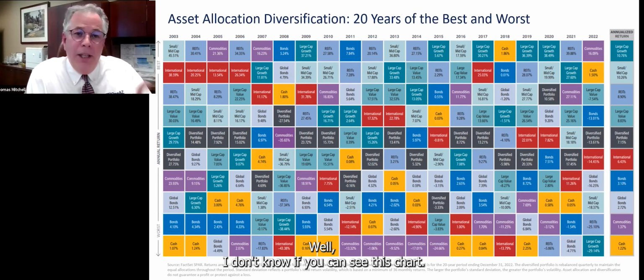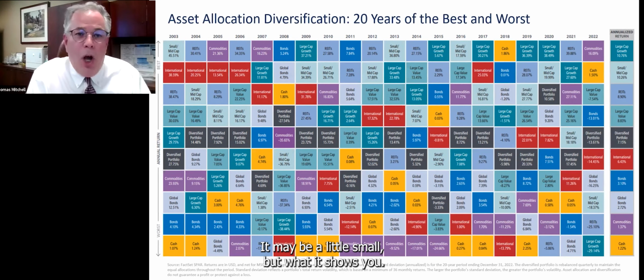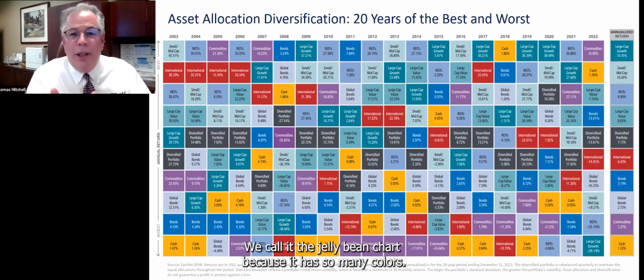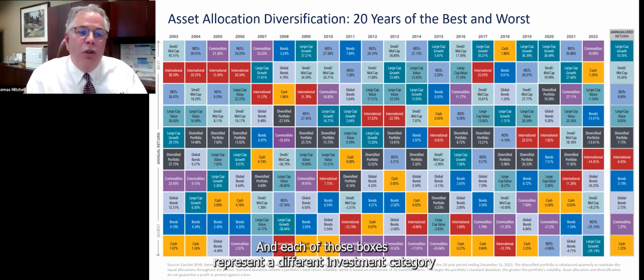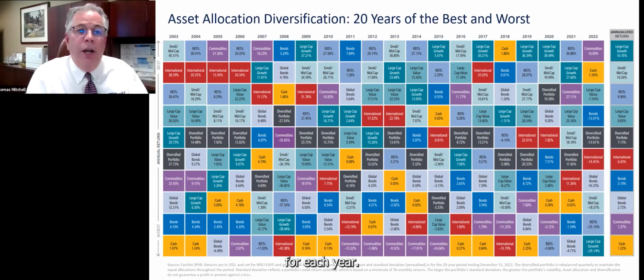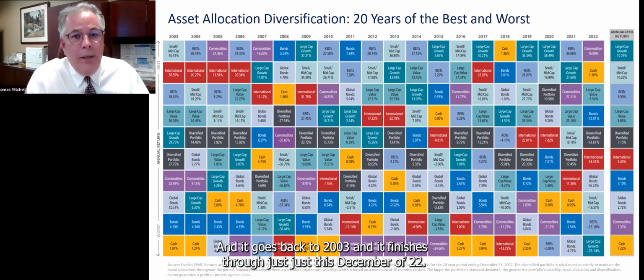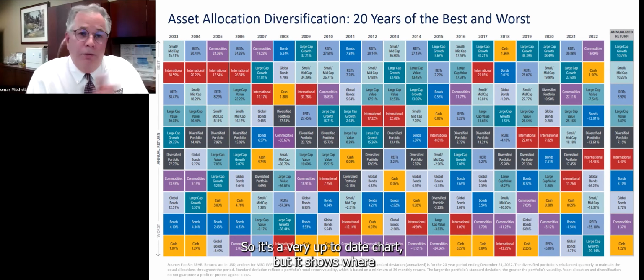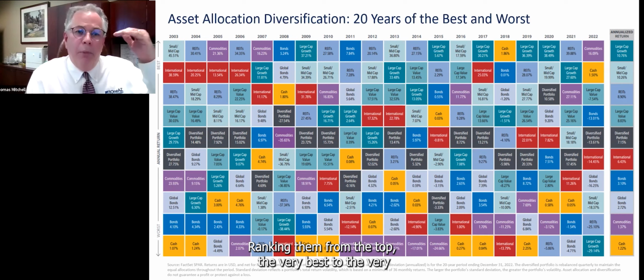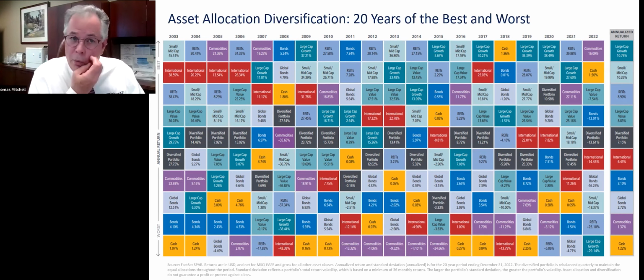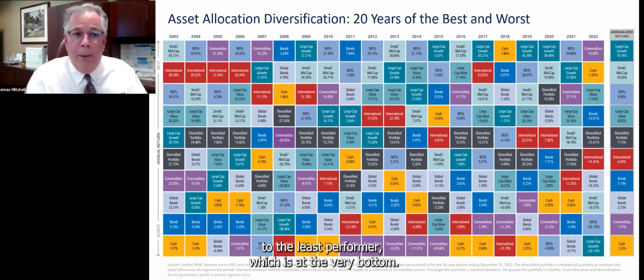Well, I don't know if you can see this chart. I apologize. It may be a little small, but what it shows you, we call it the jelly bean chart because it has so many colors. It's a jelly bean chart, and each of those boxes represent a different investment category for each year. And it goes back to 2003 and it finishes through just this December of 22. So it's a very up-to-date chart. But it shows where those assets performed, how they performed, ranking them from the top, the very best, to the least performer, which is at the very bottom.